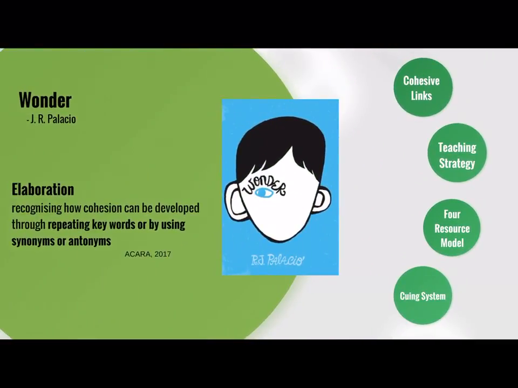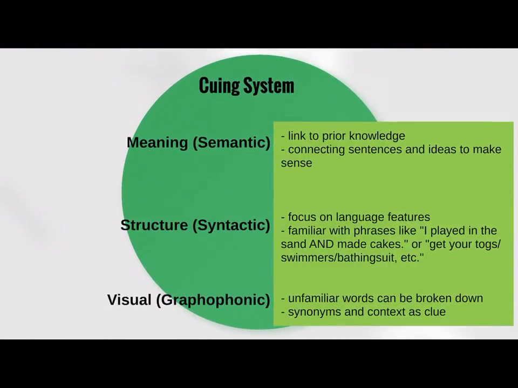In terms of the cueing systems, students will be focusing on familiar language on a syntactic level. Students would be using cohesive links intuitively in their day-to-day life. An example for this would be interchanging the words togs with swimwear or bathing suit. Because the use is subconscious in spoken language, the book Wonder is a fantastic resource. It is written predominantly in a way that people would speak, making it easily accessible and engaging.